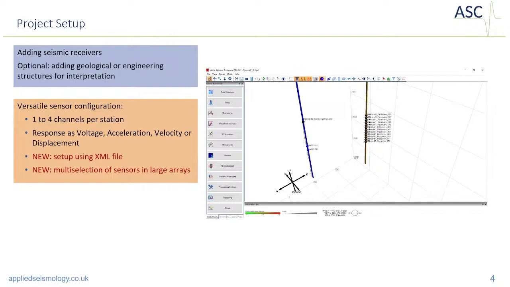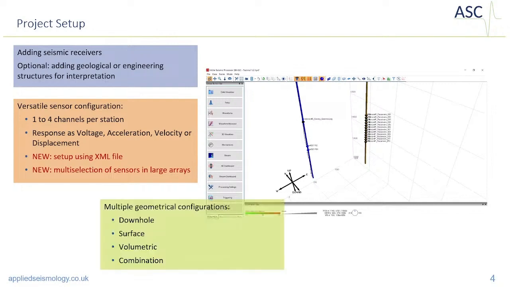and it also allows the multi-selection of sensors when you're working with large arrays. For example, in the case of monitoring with fiber optic sensors, where you have a high number of sensor positions, you can select them to enable or disable, to basically downsample your array in case you want to add them into the visualization or into the actual processing of your stream. It allows multiple configurations, such as downhole, surface, volumetric, or a combination of both.